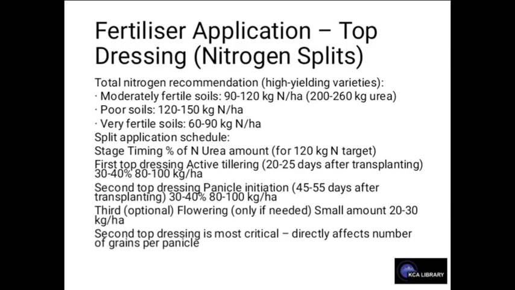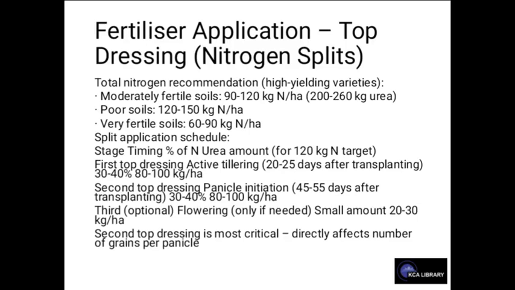Another method of fertilizer application is top dressing. Top dressing is all about nitrogen. For high yielding varieties on moderately fertile soils, you need 90 to 120 kg of actual nitrogen per hectare. That's 200 to 260 kg of urea. On poor soil, you go up to 120 to 150 kg of nitrogen. On very fertile soil, you may only need 60 to 90, but timing is everything.